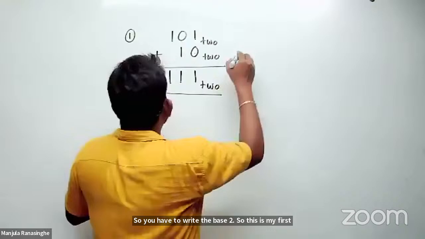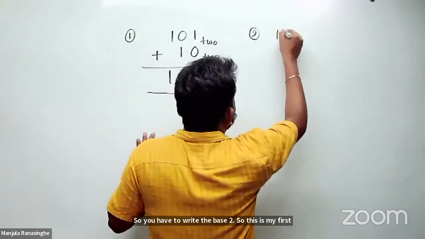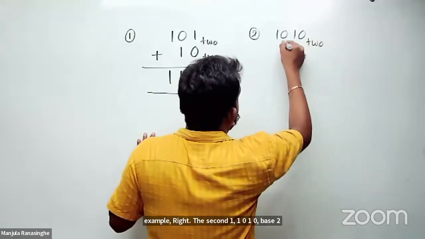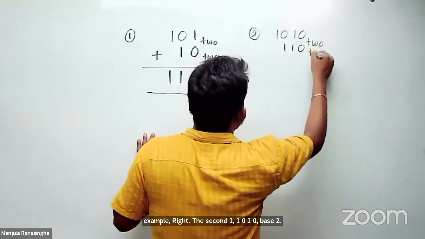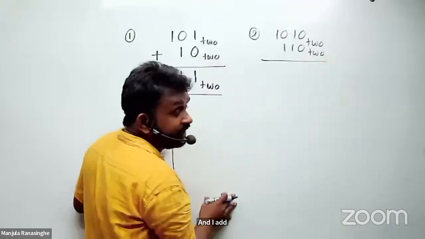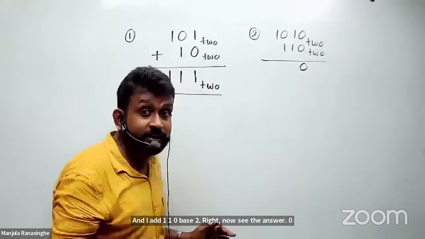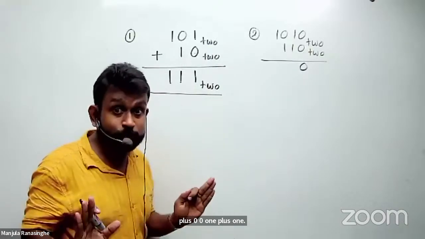See clearly, yeah? Right. The second one, 1010 base 2, and I add 110 base 2. Now see the answer. 0 plus 0, 0. 1 plus 1. Now you see that 1 plus 1, 10.